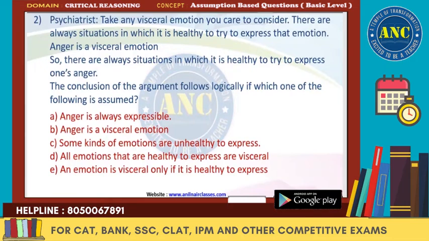So very quick mechanistic analysis here reveals that the correct answer should contain anger and visceral emotion. Right, these both. Now if you look at the options, option B is the only one that says anger is a visceral emotion, and it contains both these elements. Hence the very same statement is the conclusion of the argument, that anger is a visceral emotion.